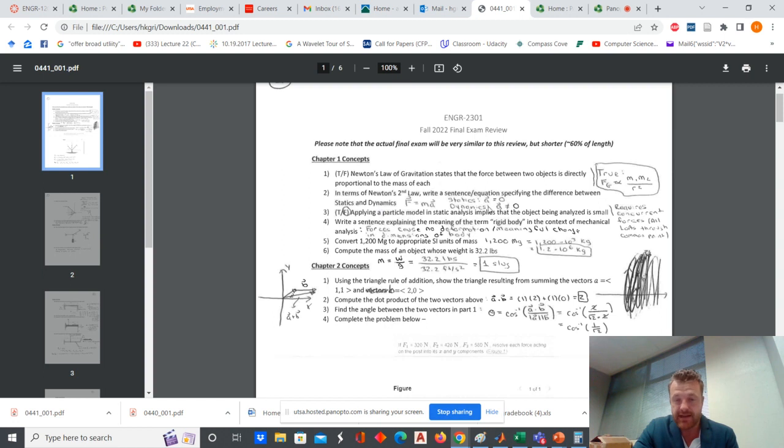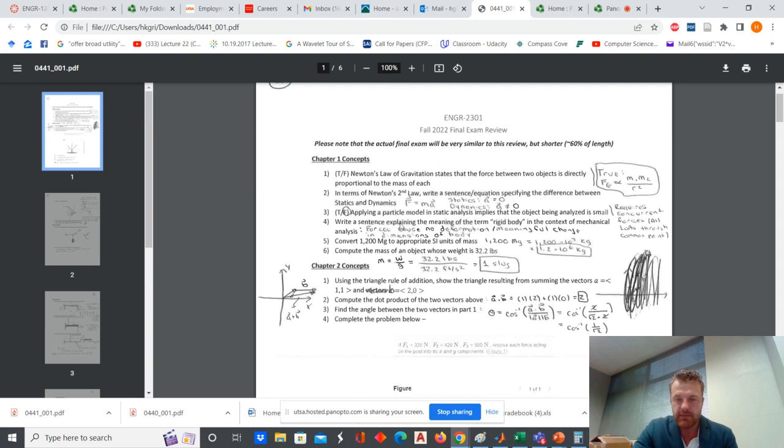Question three, true or false? Applying a particle model in static analysis implies that the object being analyzed is small. That is false. All that it means is that we don't actually need to consider the dimensions of the object in order to be able to perform the analysis and get the results that we're interested in. That happens whenever all the lines of action of the forces acting on an object pass through a common point, and that we refer to as a concurrent force system.